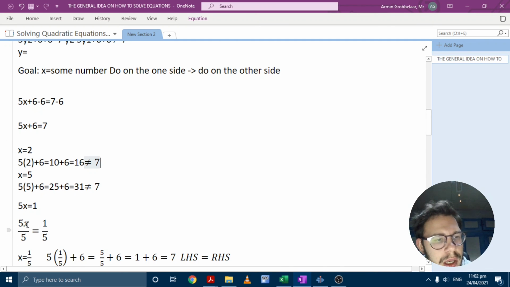And that's why we're trying to get x on the one side and the number on the other side, because not every number, if you plug it into x, will give us 7, as you see here.